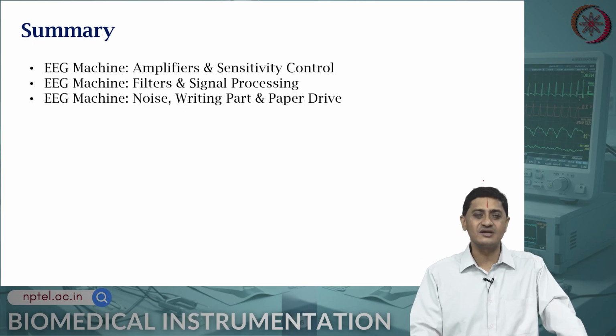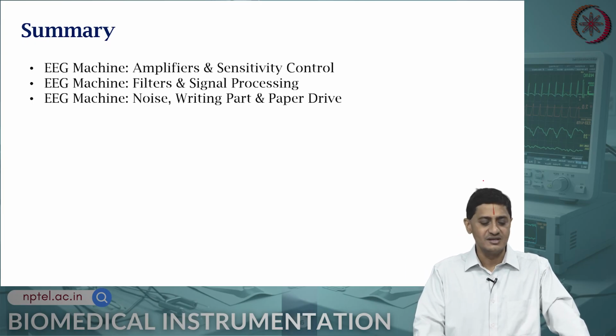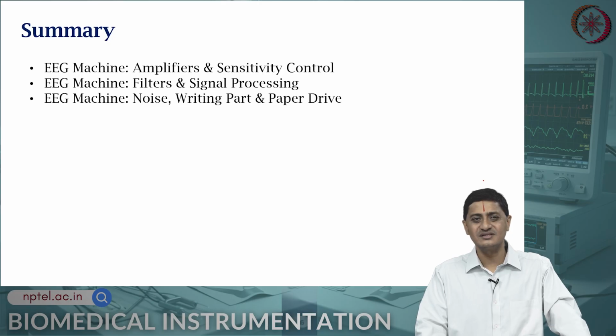Anyhow, with this we come to the end of this video. In this video, we looked at EEG machine amplifiers and sensitivity control and filters and signal processing. Remember, it is not all digital signal processing, anti-aliasing filters may need to be analog, and noise characteristics and the writing part and paper drive.